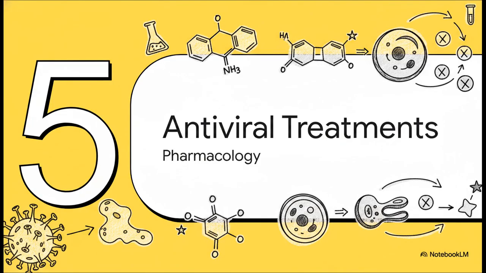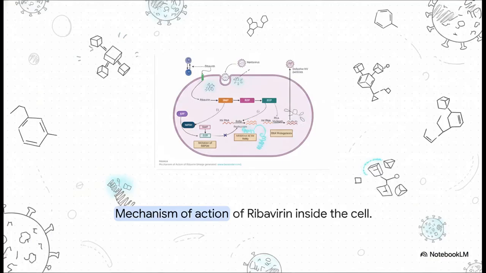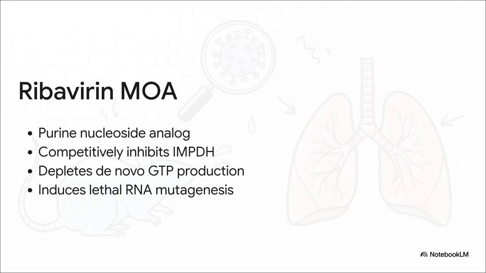Finally, let's hit Section 5, Antiviral Treatments and Pharmacology. Let's look at the mechanism of action inside the host cell for our first-line pharmacological defense, ribavirin. As you can see, it directly disrupts the viral replication cycle by essentially integrating itself and blocking normal nucleotide synthesis. You really need to lock in this specific ribavirin MOA.